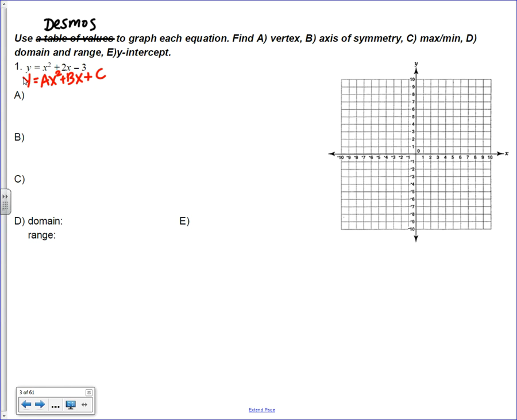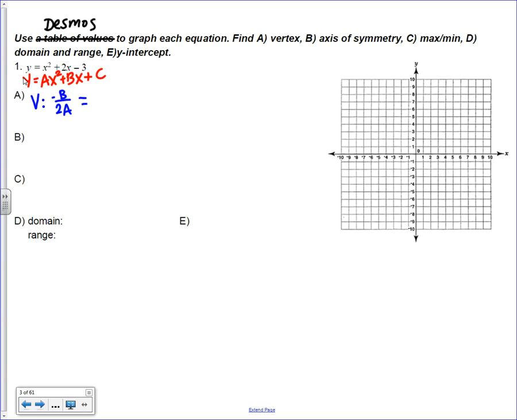Now you see how I have A, B, C, D, and E here? If you look at your directions, it tells you what A, B, C, D, and E are. What does letter A ask you to find? The vertex. Now, I just gave you a formula for the vertex. What was it? What is the B in this problem right now, folks? Nope. What's the B?